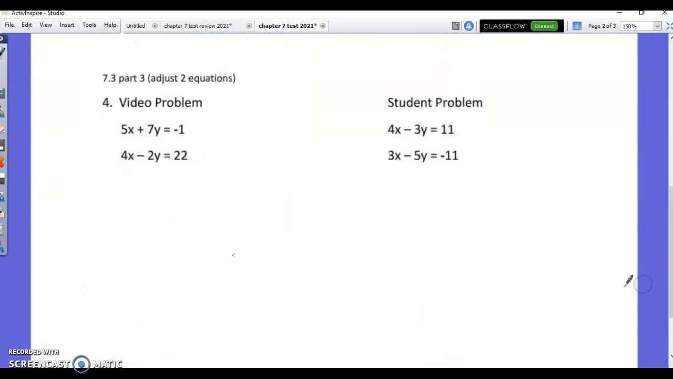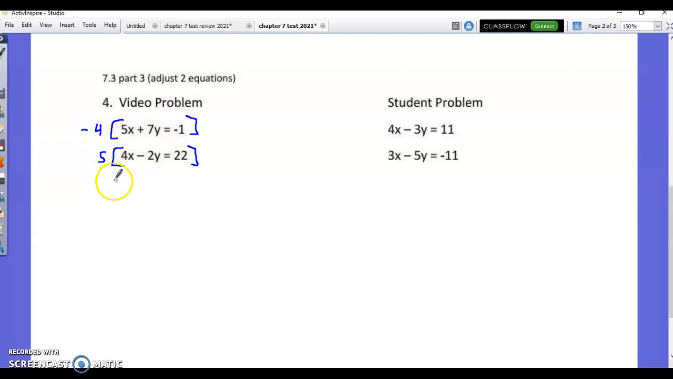For number 4, we have to manipulate both of the problems. So we have to make two numbers cancel out. I'm going to stick with the x because that's what we've been doing. So we are going to multiply this one by 4 and this one by 5. But since they are both positive, one of them has to be a negative, so you just have to pick one of the two. I'm going to pick the negative 4.